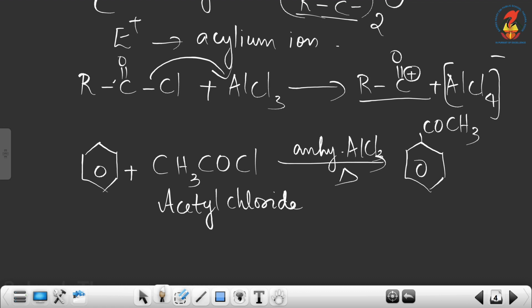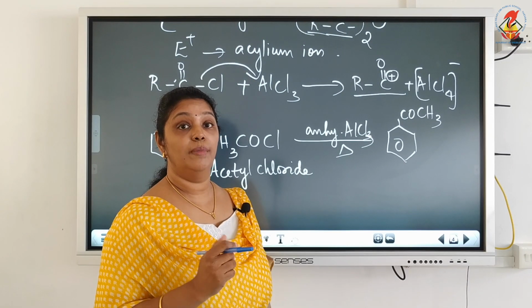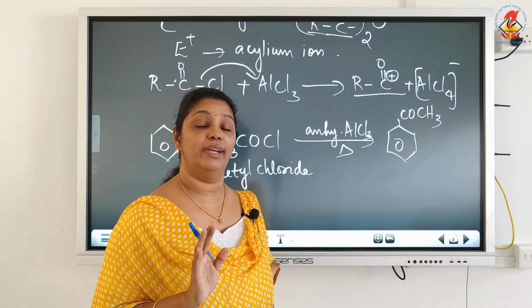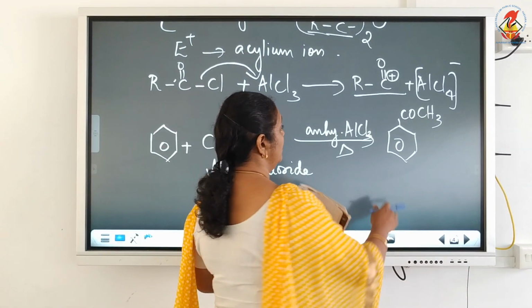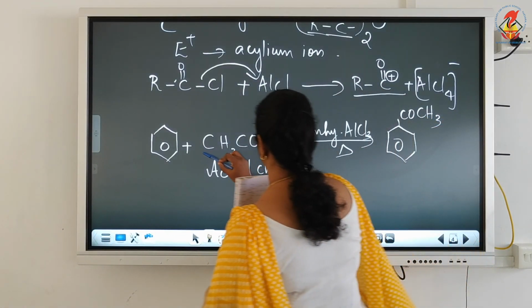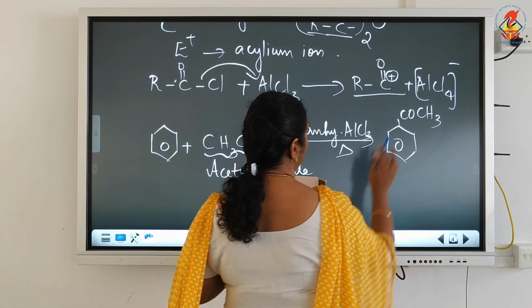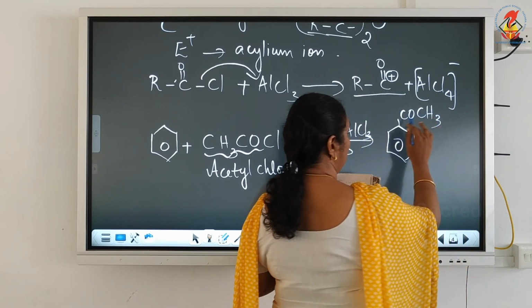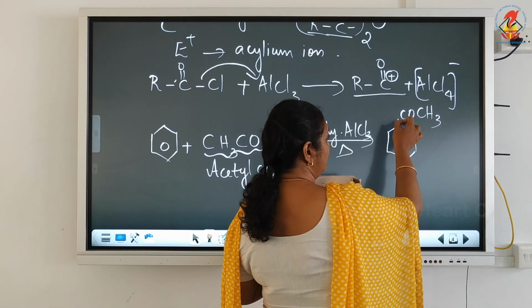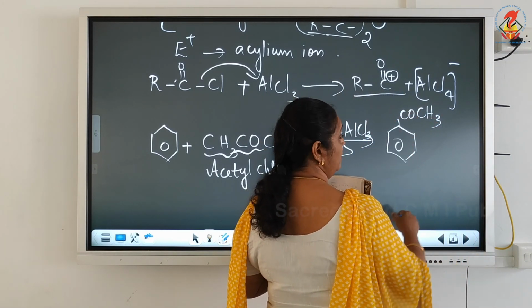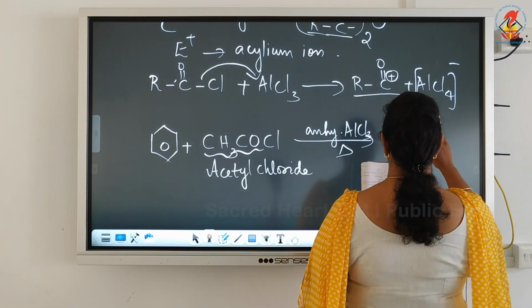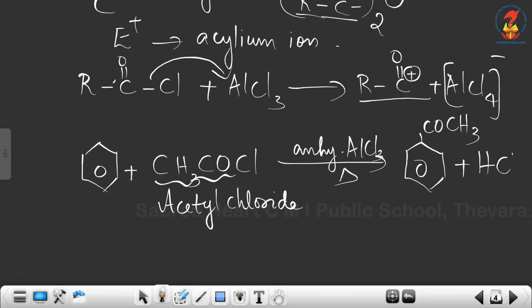COCH3. Anywhere in the benzene ring you can substitute hydrogen in all the electrophilic substitution reactions, because all the hydrogen atoms in benzene ring are equivalent. So acyl group is this one, CH3CO, RCO. So COCH3, don't write CH3CO. The CO carbon is forming a bond with the benzene carbon. So C6H5COCH3 plus HCl.